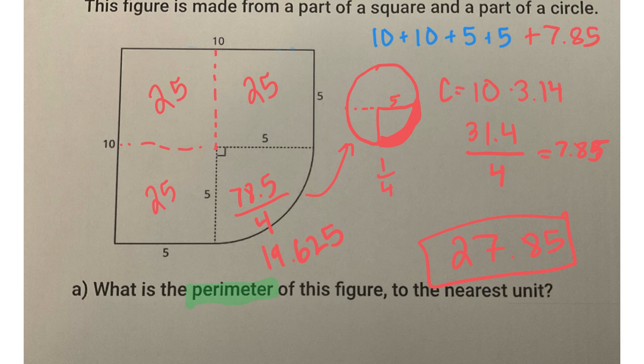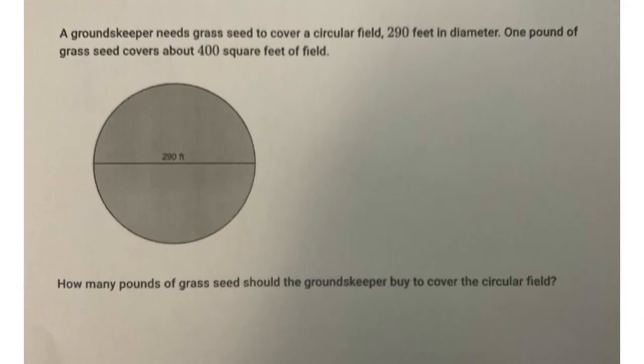Since the problem doesn't ask for the area, I'm not going to figure it out. I'm not going to worry too much about it. Let's go ahead and go on to the last question. Okay, this is a weird one. It says a groundskeeper needs grass seed to cover a circular field. So here's our grass circular field. Okay, before we do anything else, we're covering the field so we know we are finding the area because we are covering the field. Covering is area.